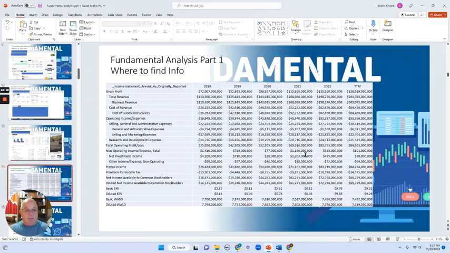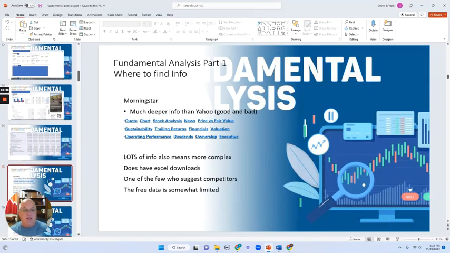And keep in mind, it is going from old to new when it goes this way. It also does the trailing 12 months as well. So you can see that revenue-wise, they barely increased in the last 12 months, and profit-wise, they're not crushing it out there as well. So anywho, Morningstar is much deeper information than Yahoo, which can be good and bad because it's information overload to some degree.